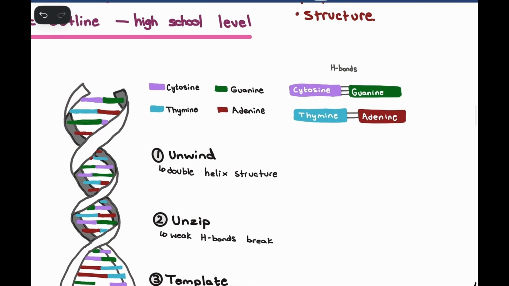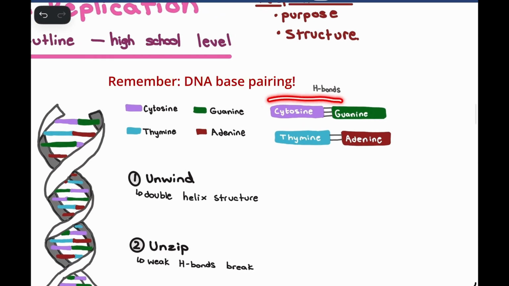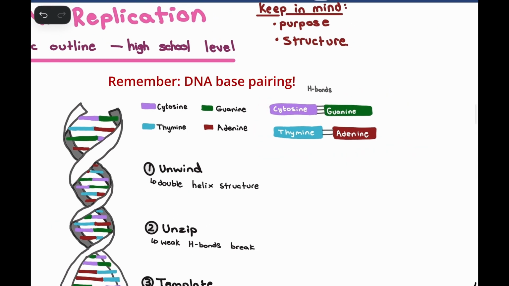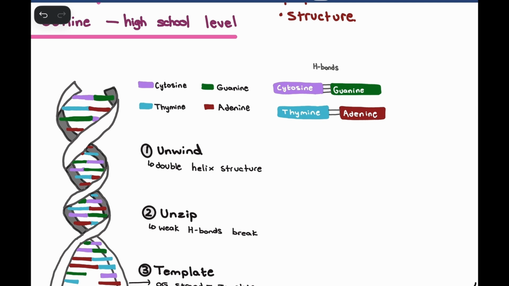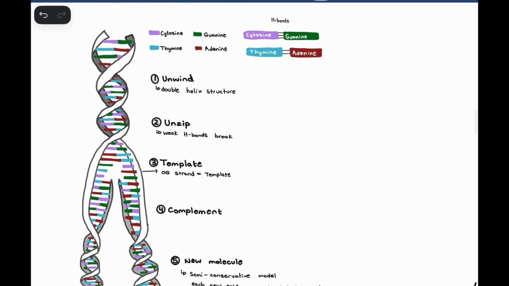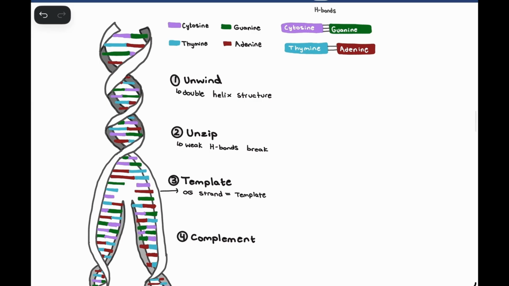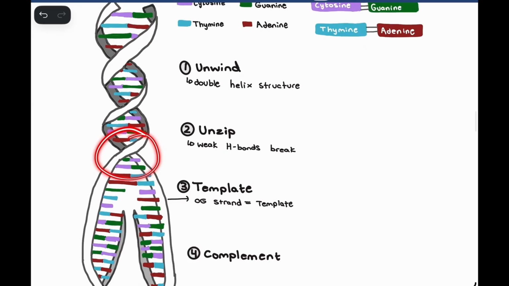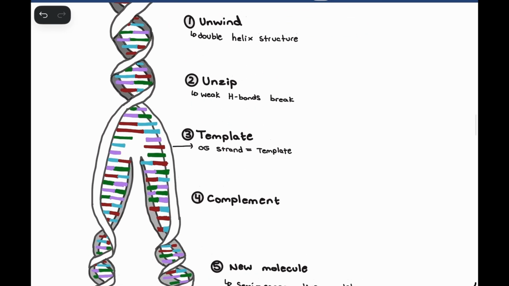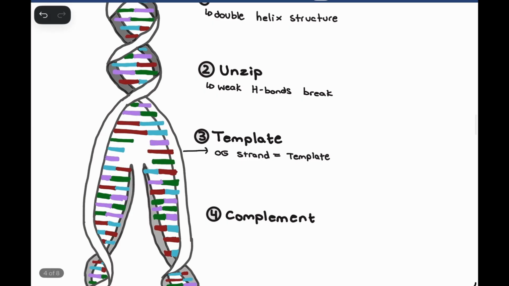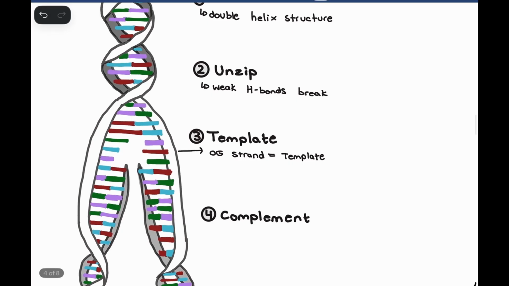As we know, this is how DNA base pairing works, right? I tried to make the colors match so it'll be easier to see, but don't mind that. So firstly, we know that this is how the original DNA molecule looks. It will unwind, which means the double helix structure will untwist, as we can see over here. This untwisting causes the weak hydrogen bonds to unzip, as we can see over here.